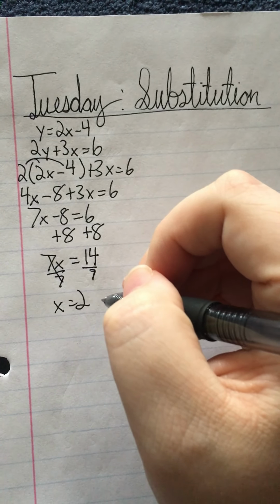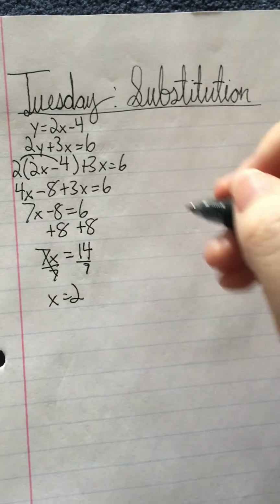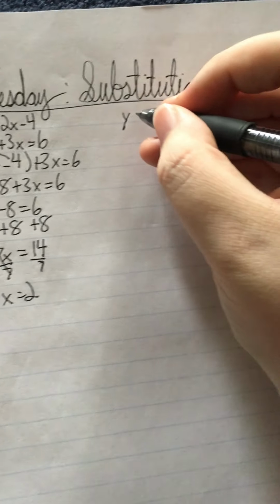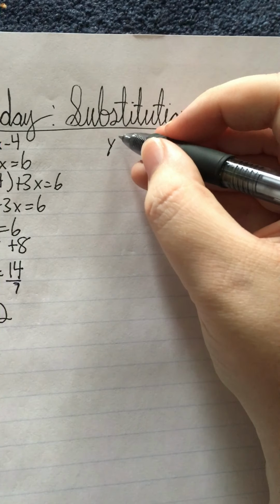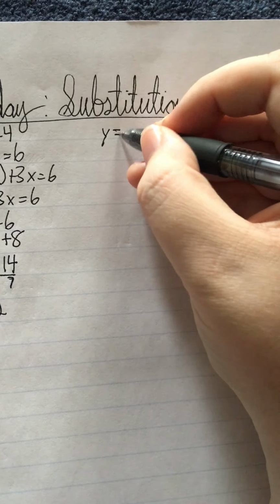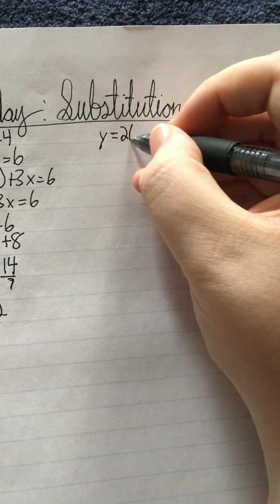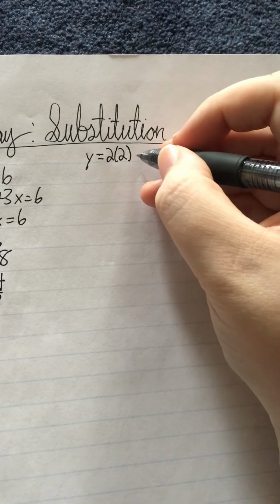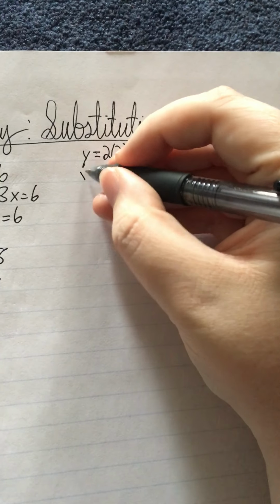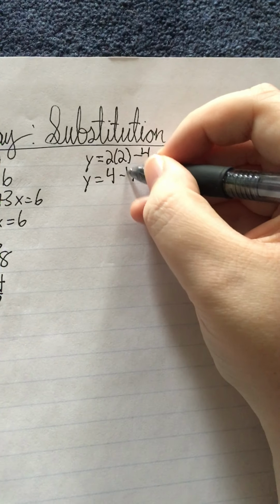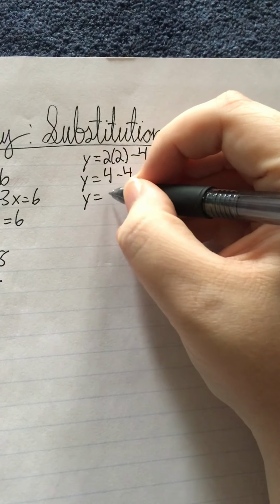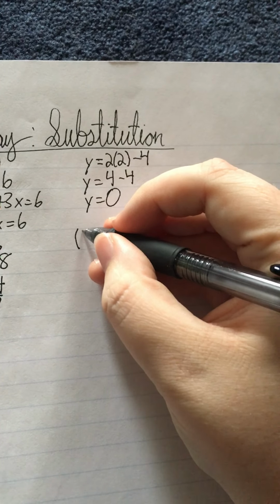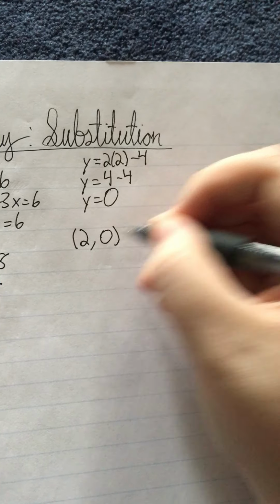Now we're not done there. We have to figure out what y is equal to. So I just plugged, make sure you can actually see what I'm writing. I just plugged it back into the first equation. But you can plug it into the other equation too if you like that better. 4 minus 4 is equal to 0. So your final answer for this one is 2, 0.